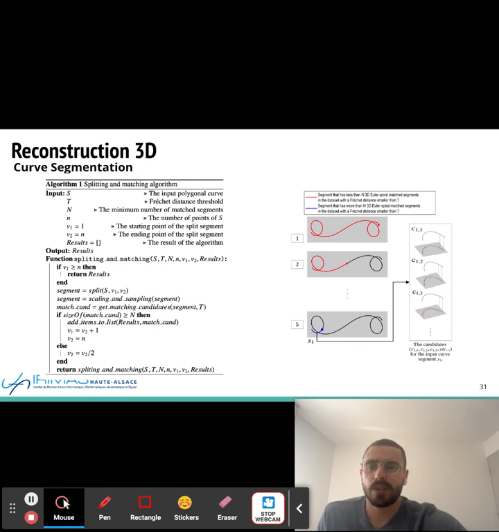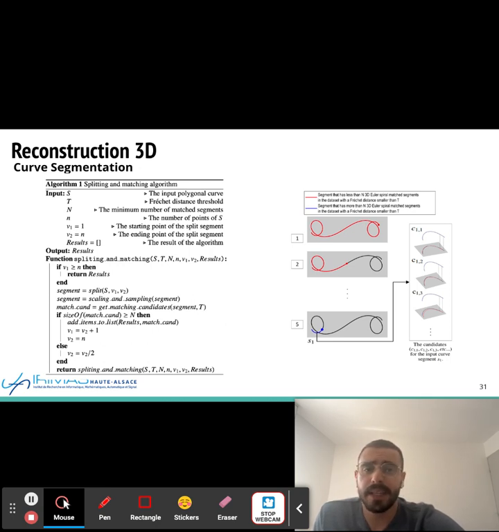Now it comes to the curve segmentation. During the segmentation, our purpose is to decompose the curve into the smallest possible number of segments. This is to avoid any unnecessary computation time due to handling more segments than needed. So at the end of the splitting, each segment of this input curve should have at least n matched segments from the data set such that the Fréchet distance between them and the input split segment is less than a threshold t, where n and t are user-specified parameters.